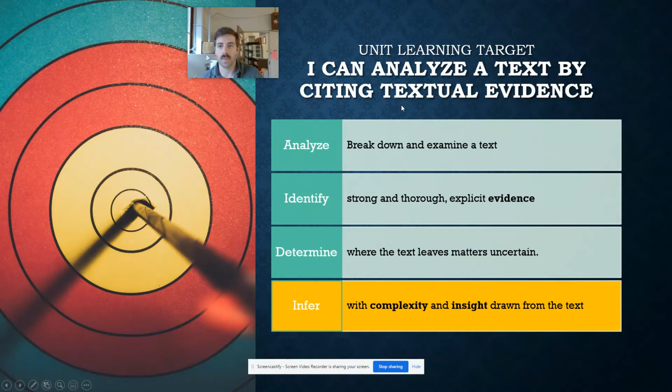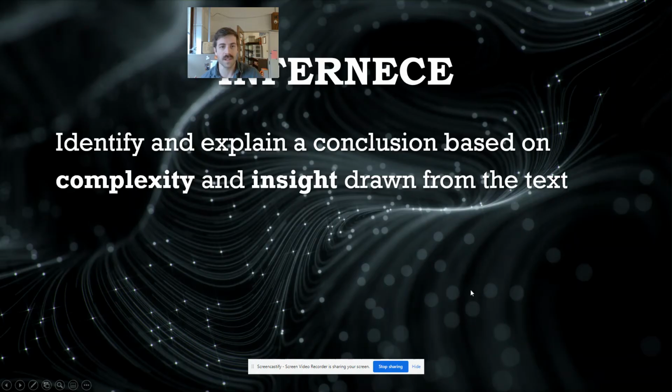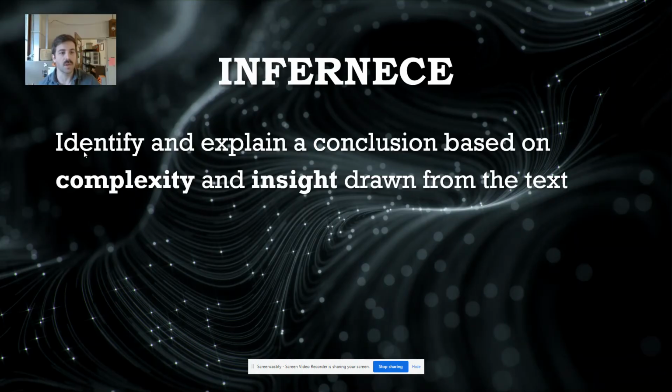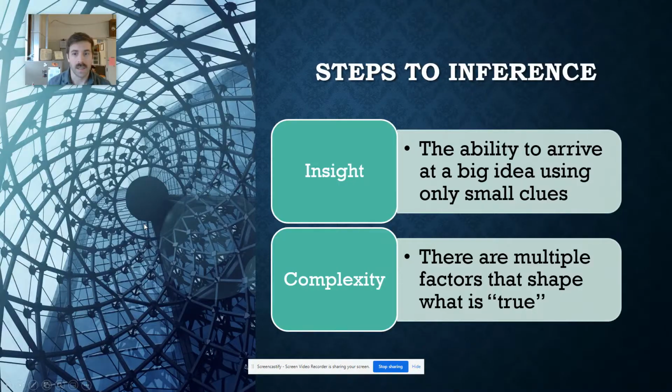Our first unit's main learning goal is to analyze a text by citing textual evidence in order to support things that we see or ideas that we have. To break this down, the first piece we're going to work on is this idea of inference. Inference is the ability to identify and explain, or come to a conclusion, based on the things that we are seeing in a text. Specifically, we're going to focus on trying to find some complexity and some insight drawn from the text. So let's go over what those two are.